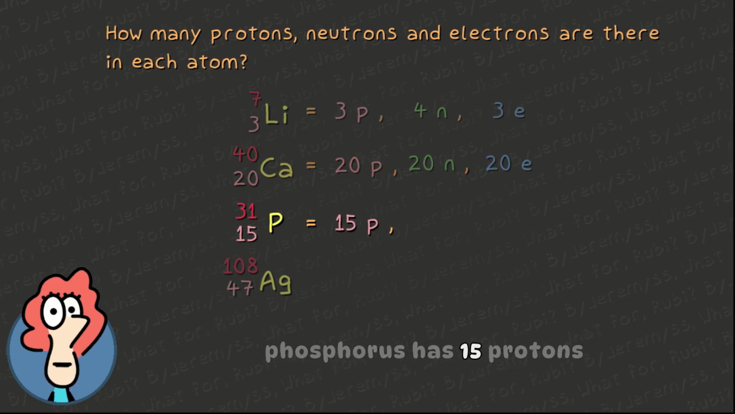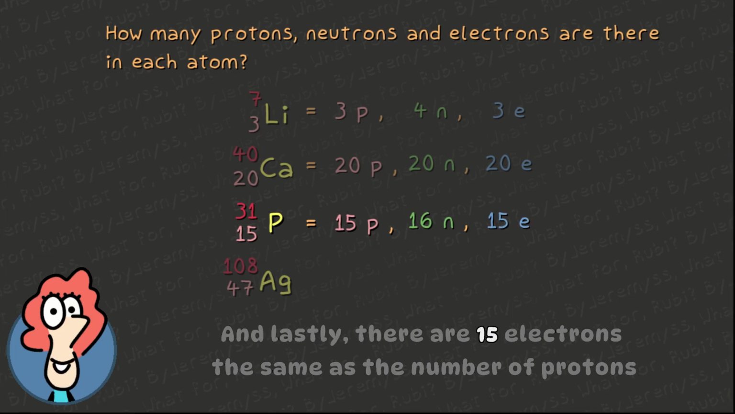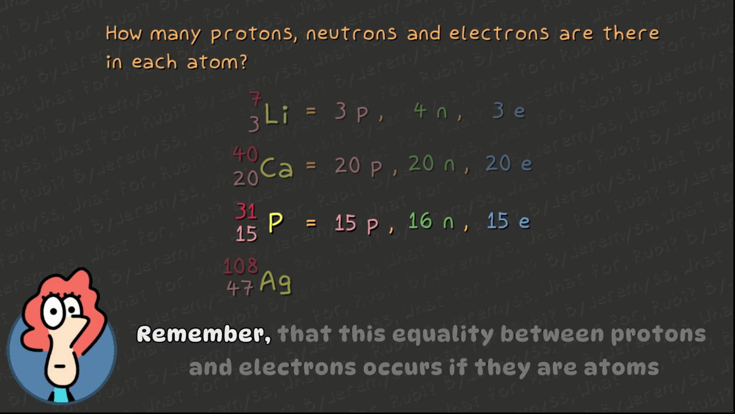Phosphorus has 15 protons. Subtracting 31 minus 15, we find that there are 16 neutrons. And lastly, there are 15 electrons, the same as the number of protons. Remember that this equality between protons and electrons occurs if they are atoms.